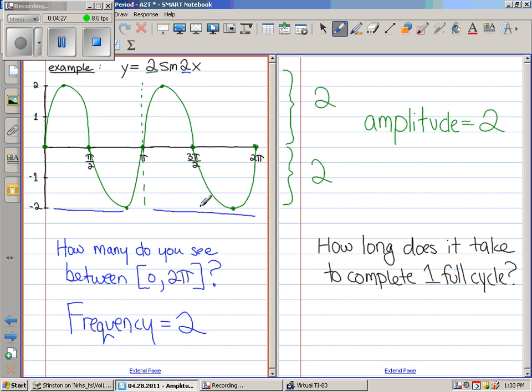And finally, how long does it take to complete one full cycle? The frequency is that second number right there. The frequency is this one in blue. That's why I wrote it in blue. So how long does it take for one full cycle to complete? What's the length of time? Pi.